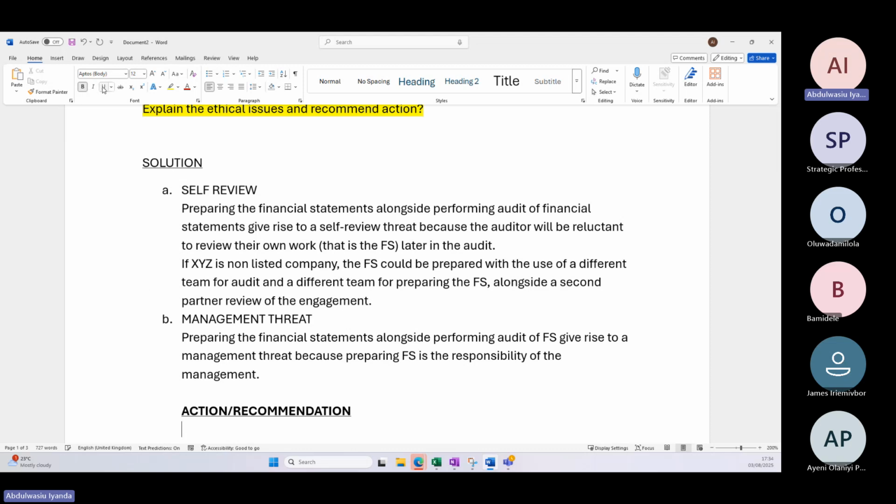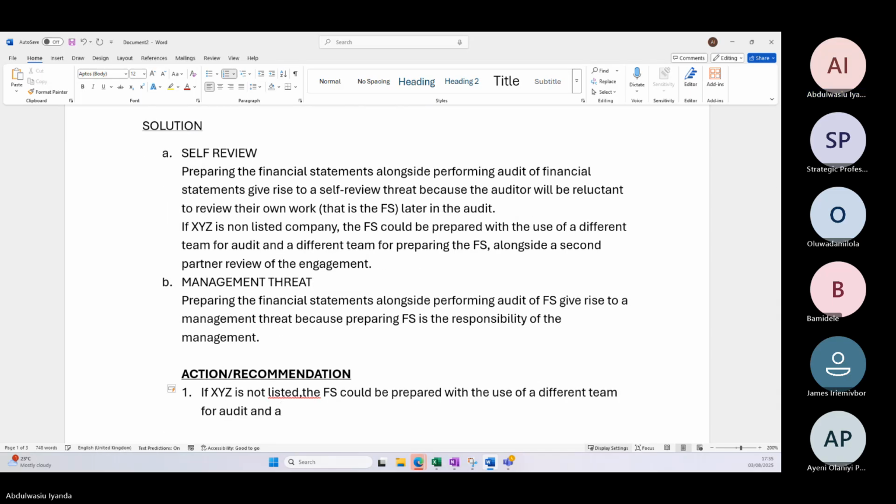So one, can close this. What do you think we can do? Let me open the floor so that you guys will understand. I think I'll make mention of it. So I can say that if XYZ is not listed, the financial statement could be prepared with the use of a different team.